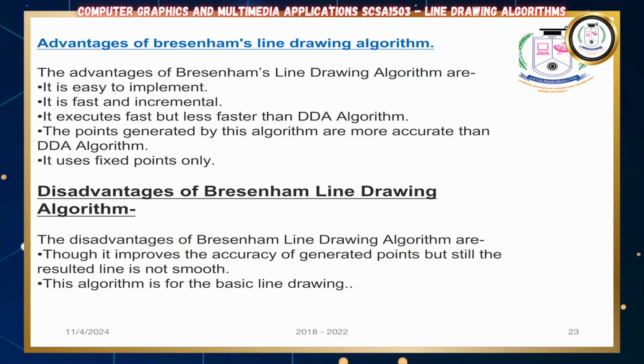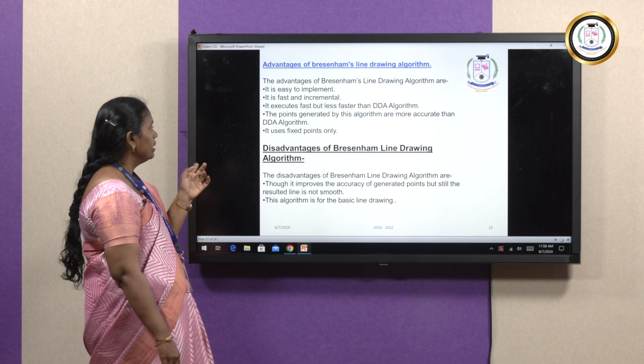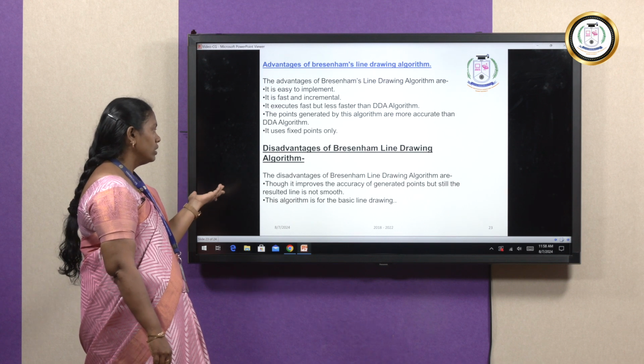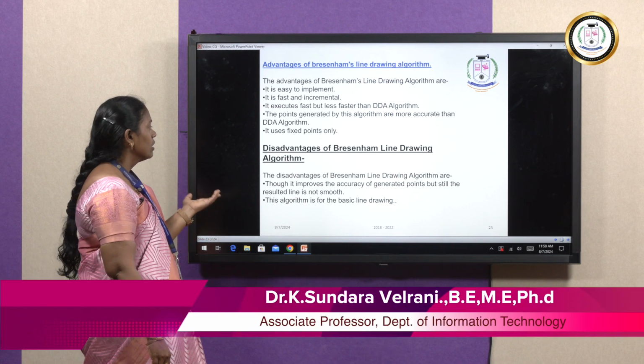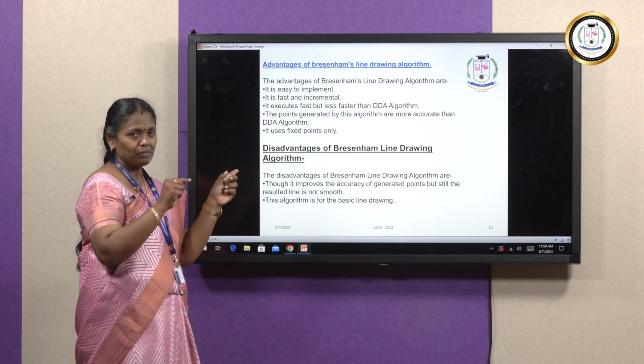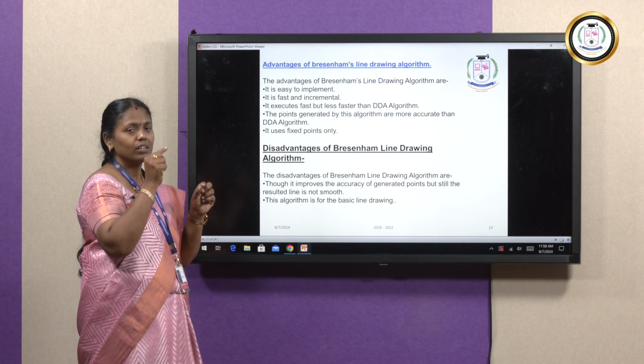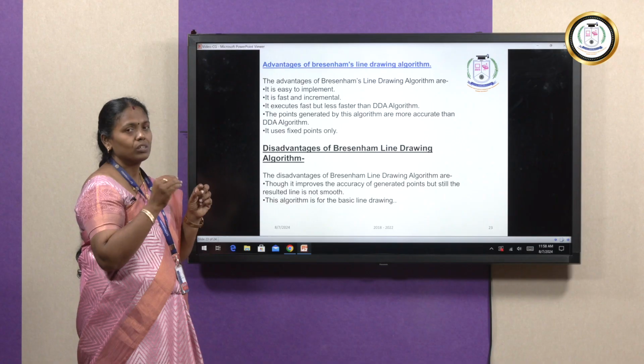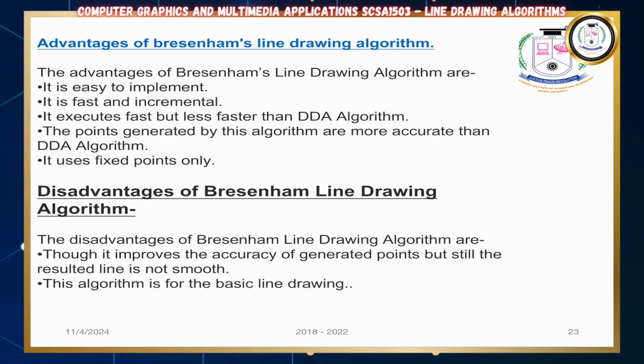The advantages of Bresenham's algorithm: it is easy to implement, and it is a fast and incremental algorithm, a little faster than DDA. It uses fixed point only. Here also there are some disadvantages. Though it improves accuracy compared to DDA, we can see in the graph that there was a little bend, so accuracy is reduced a little. A little more improvement is needed in the algorithm.